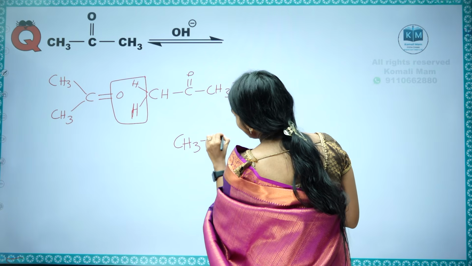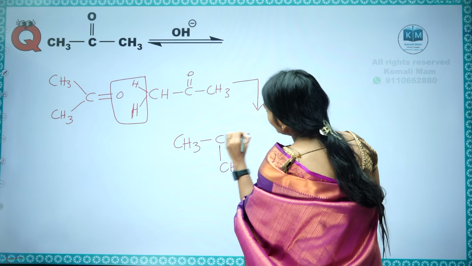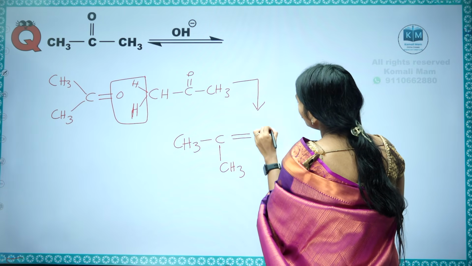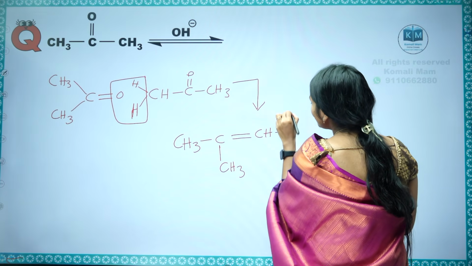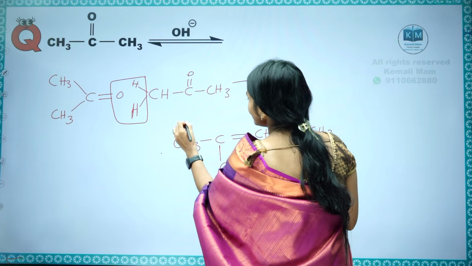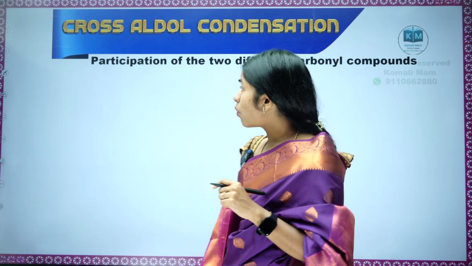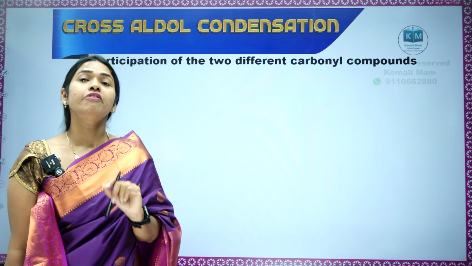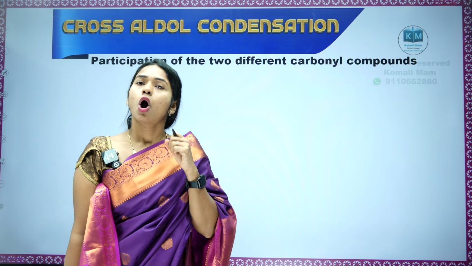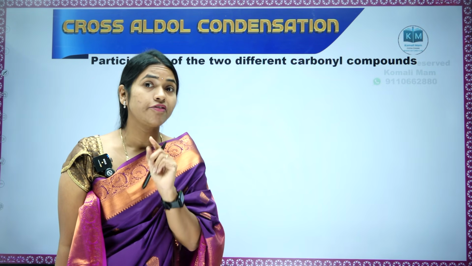CH3, C, and down I am writing one more CH3. Just put a double bond between the two molecules and write the structure as it is. Is it clear? That's it, see how fast you have done. What is this called, students, tell me? Self-aldol condensation. If you see two aldehydes or two ketones, the same type of molecules, it is self-aldol.